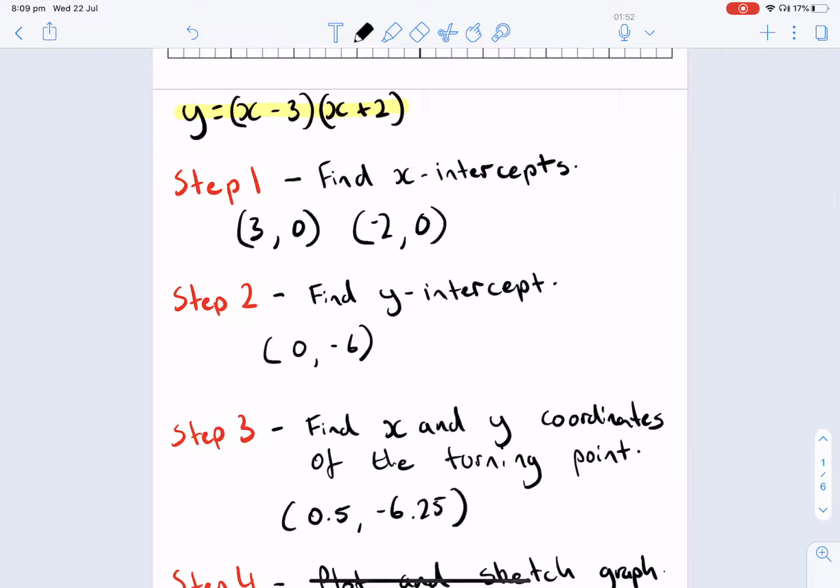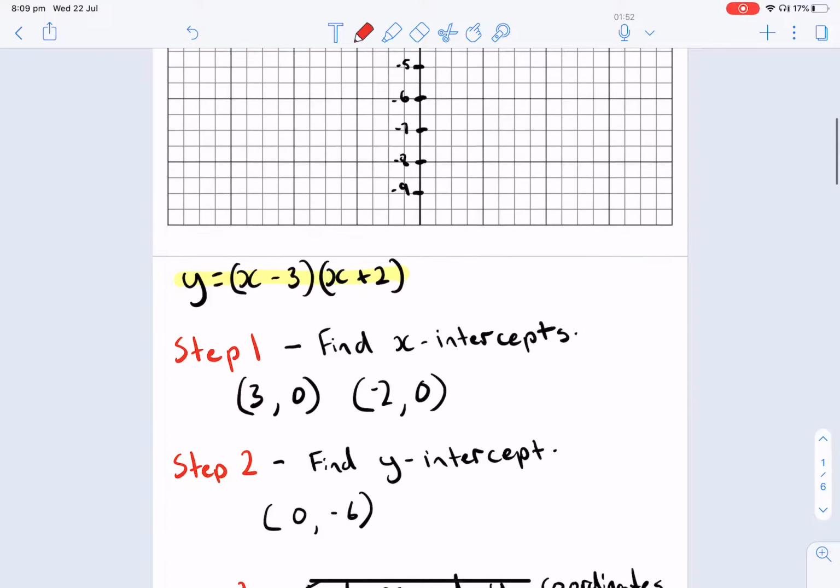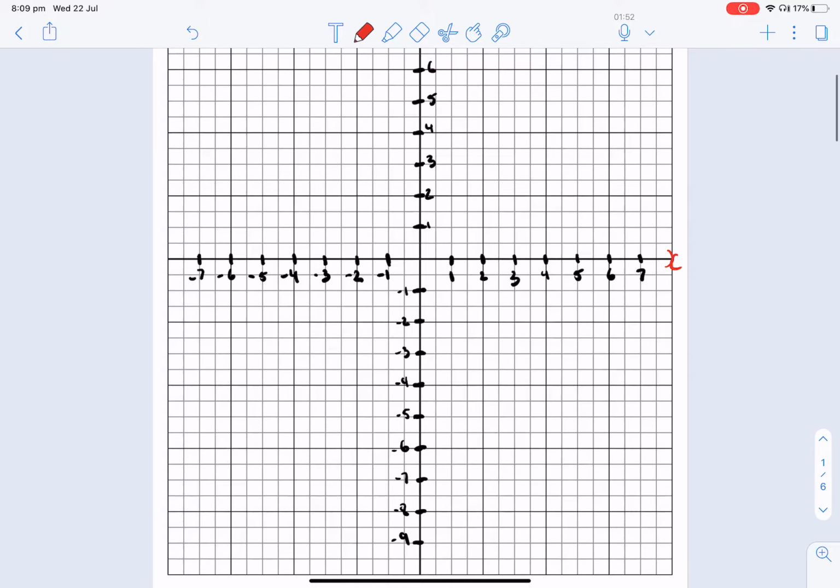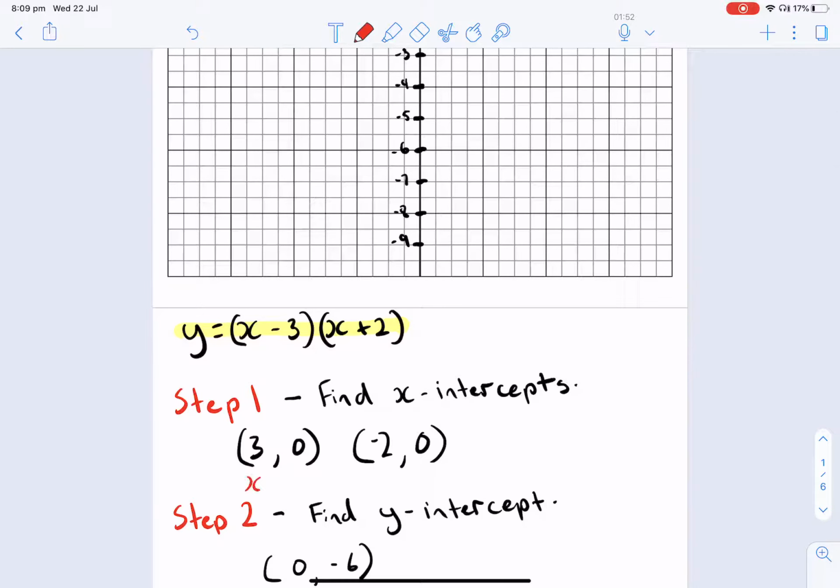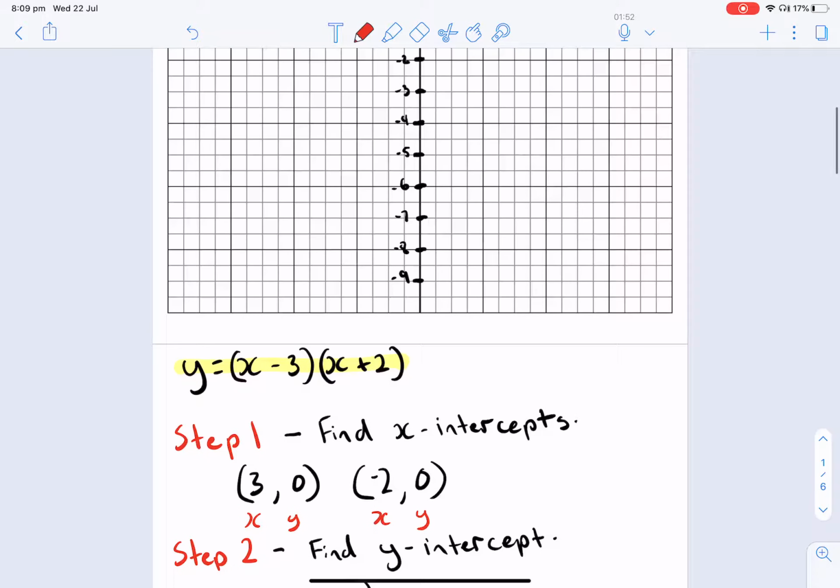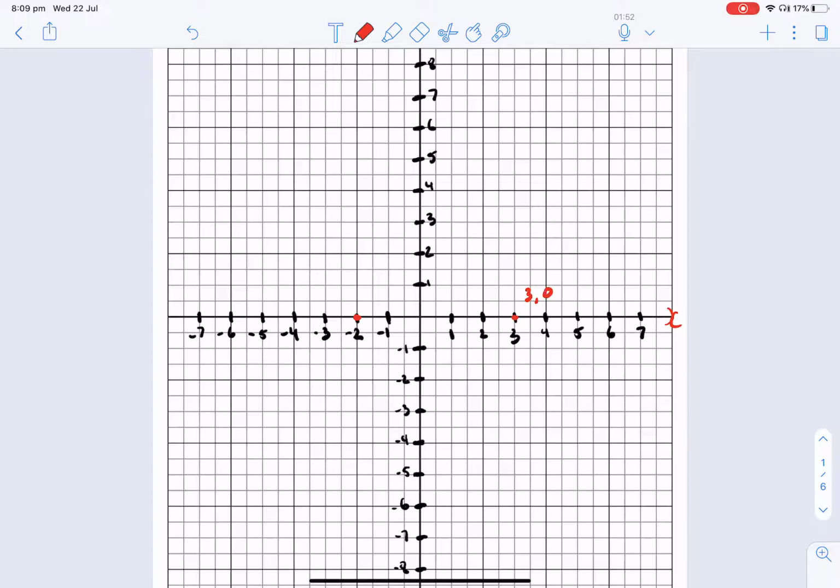So first thing, we'll plot our x values. So we have 3 and 0. So keep in mind, guys, when we're doing this, this is our x value, that's our y. We always go x first. So my x value of 3 and 0, so that's right here. And my other x-intercept is negative 2 and 0.